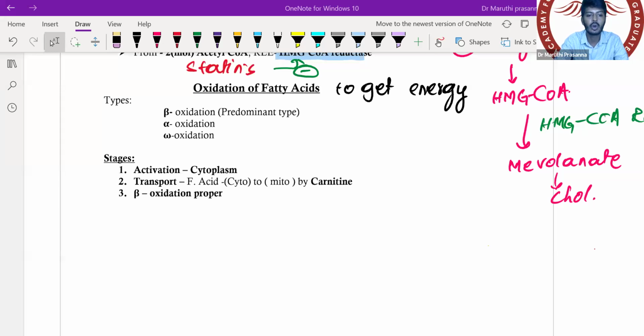So if they ask you where fatty acid oxidation occurs, the major organelle is your mitochondria. Mitochondria is the place where the major conversion will occur. So let's talk about your fatty acid oxidation.